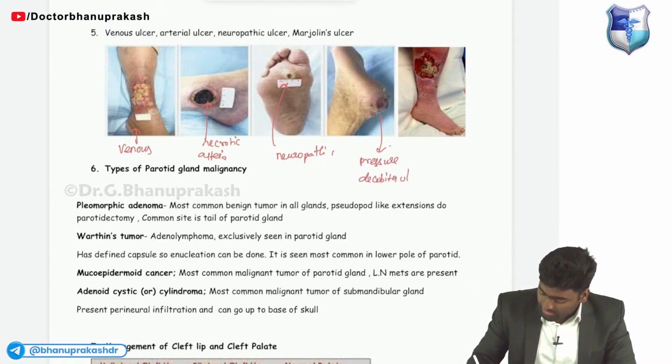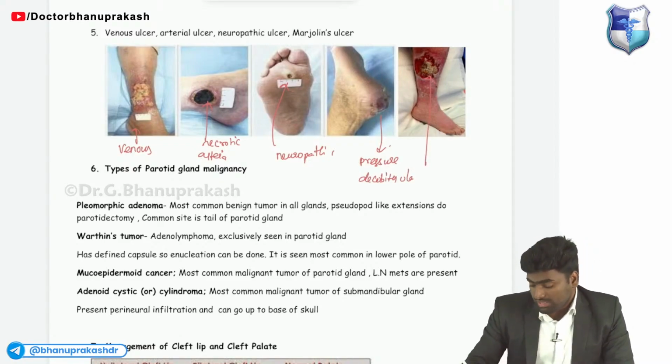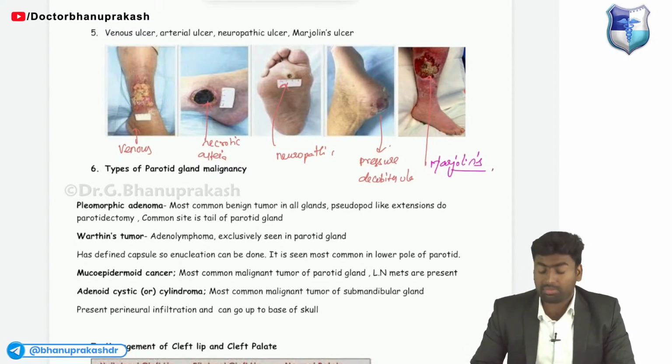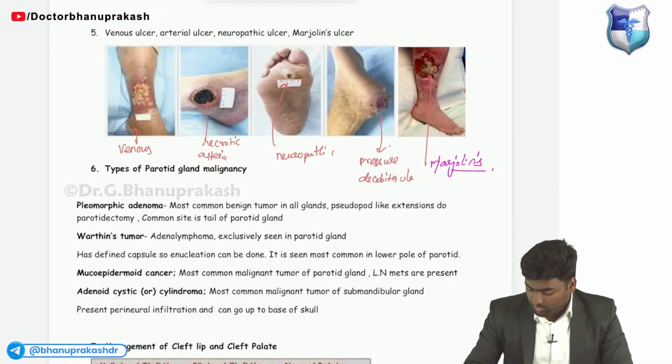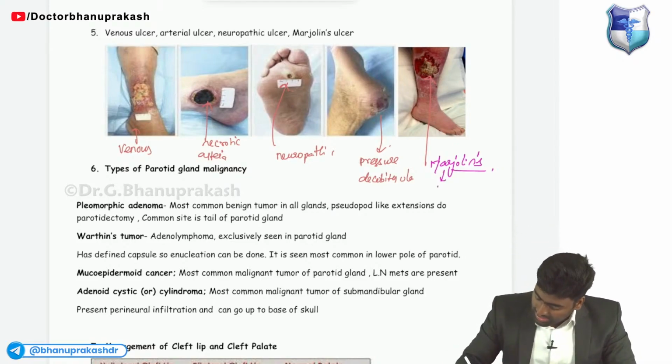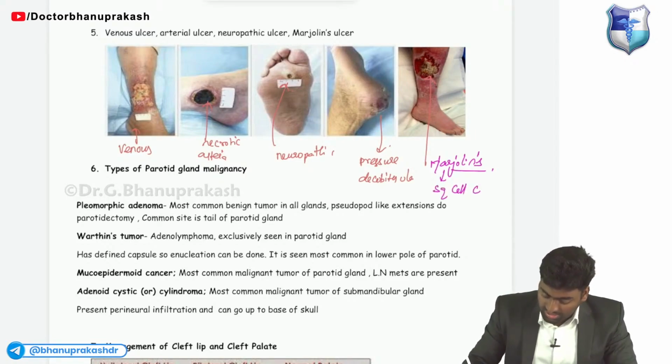Decubitus ulcer. Fine. And next, in burn patients, you will see this type of ulcer, which is known as Marjolin's ulcer. They'll be mentioning this Marjolin's ulcer, and it is pre-malignant for squamous cell carcinoma.